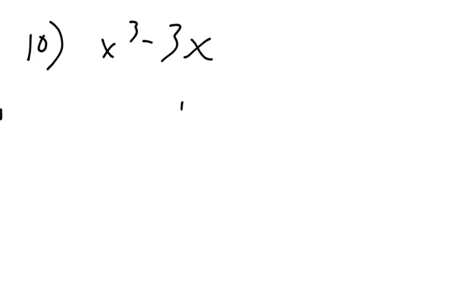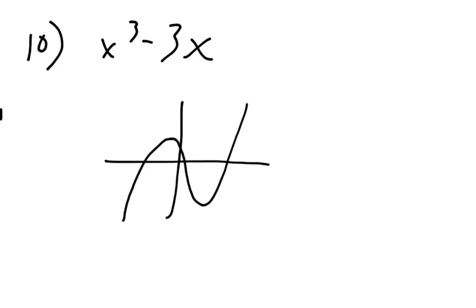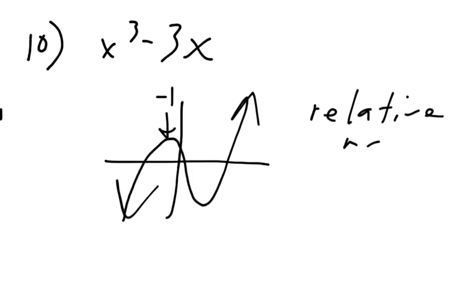Alright, so it asks for, in problem number 10, what type of critical point do we have at -1? Well, that's where x equals -1, and that is a relative maximum.